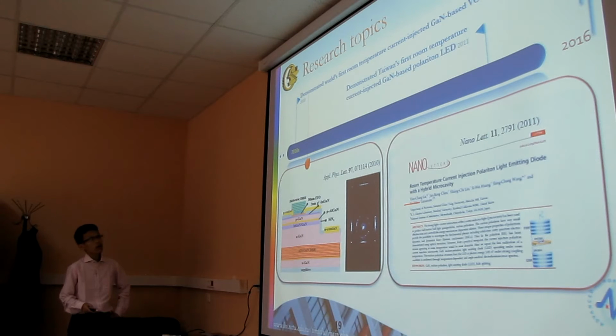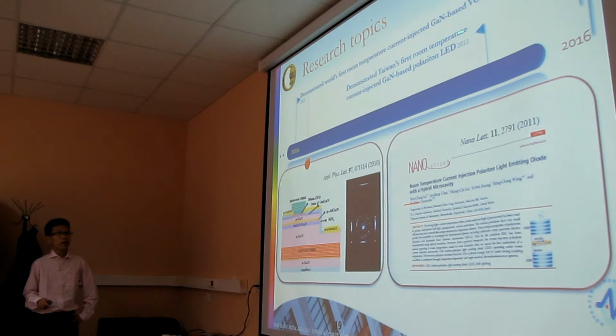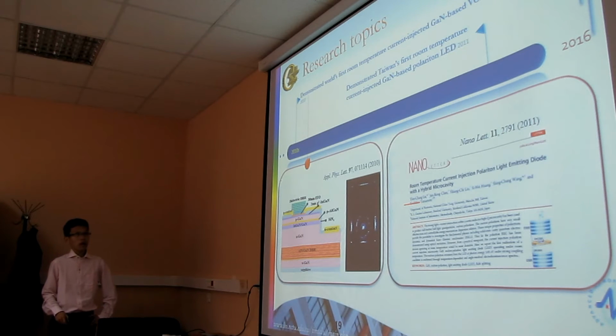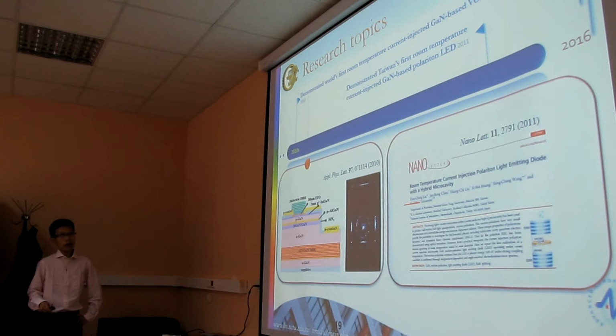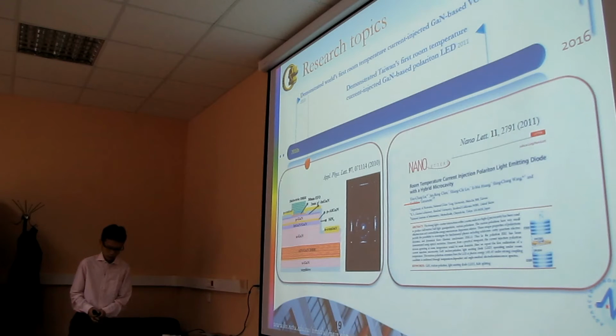And here we show you the world's first room temperature current injection nitride based VCSELs. This is the measurement of this kind of VCSEL. For more detail you can refer to the APL in 2010. Also, on the right-hand side you can see we demonstrated Taiwan's first room temperature current injection gallium nitride based polariton LED, published in the journal Nano Letters. This is the more detailed thing we mentioned to Mr. Zhou.